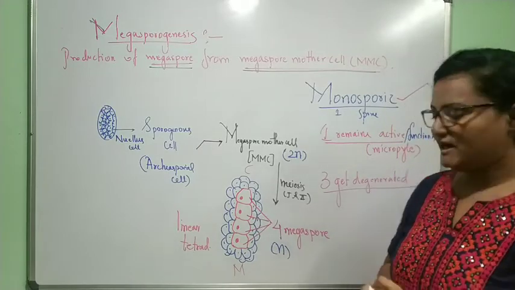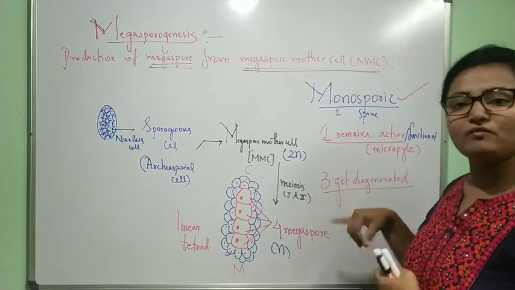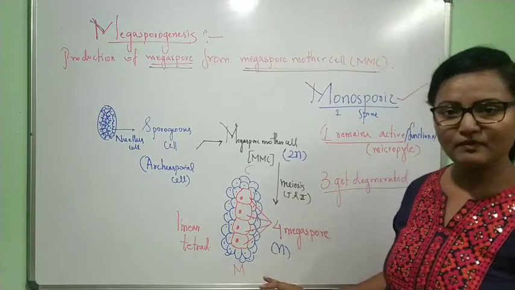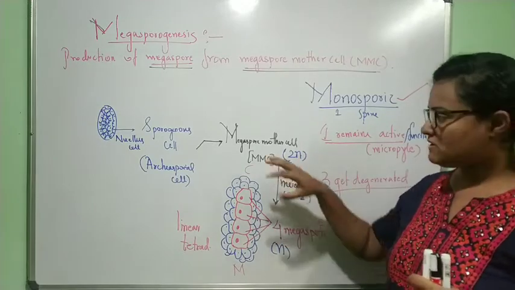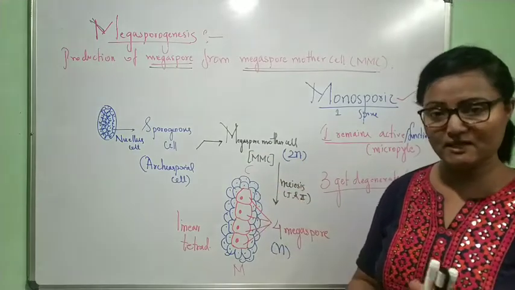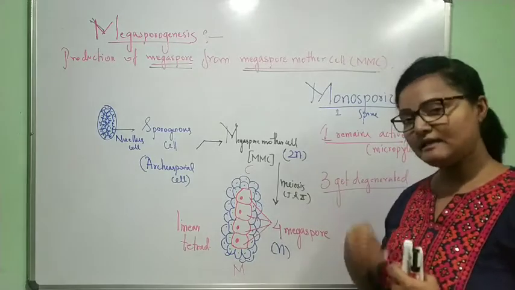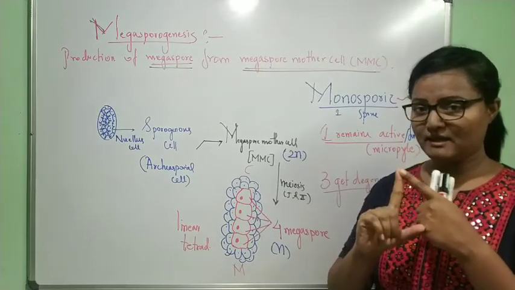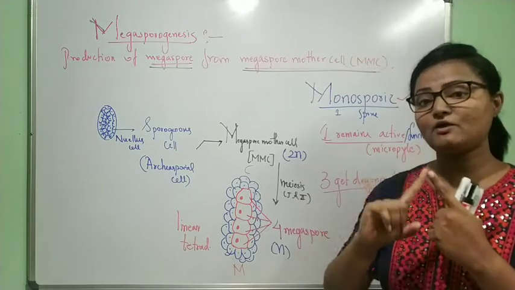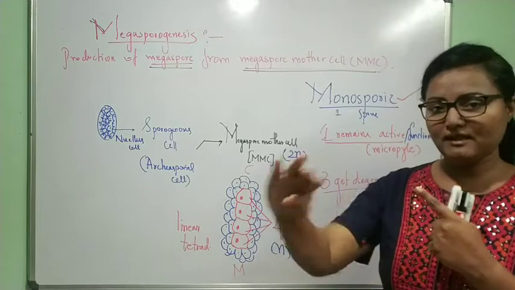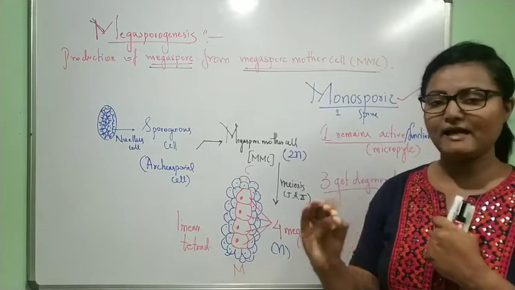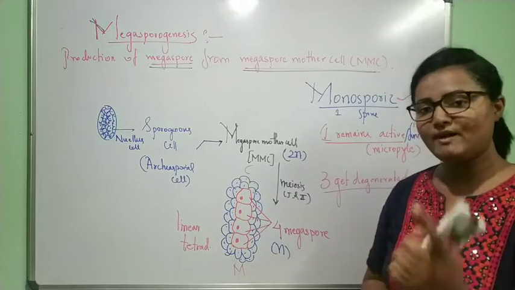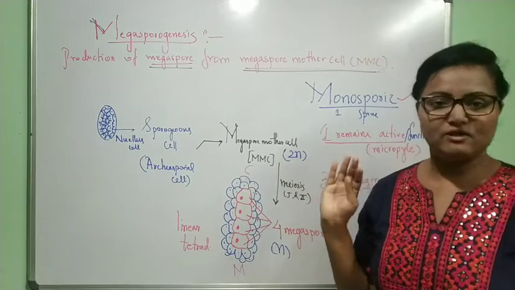Now we'll go with the development of this one functional megaspore into the mature embryo sac, that is our female gametophyte. I guess this much you understood. How are the megaspores produced? From the megaspore mother cell, which is diploid in nature. They undergo meiosis 1 and 2, and as a result there will be formation of 4 megaspore cells. Within the 4, 1 is functional and the remaining 3 degenerate. The one at the micropylar end remains active or functional. This kind of development of megaspore we call monosporic development, where only 1 megaspore remains functional and the other 3 degenerate.